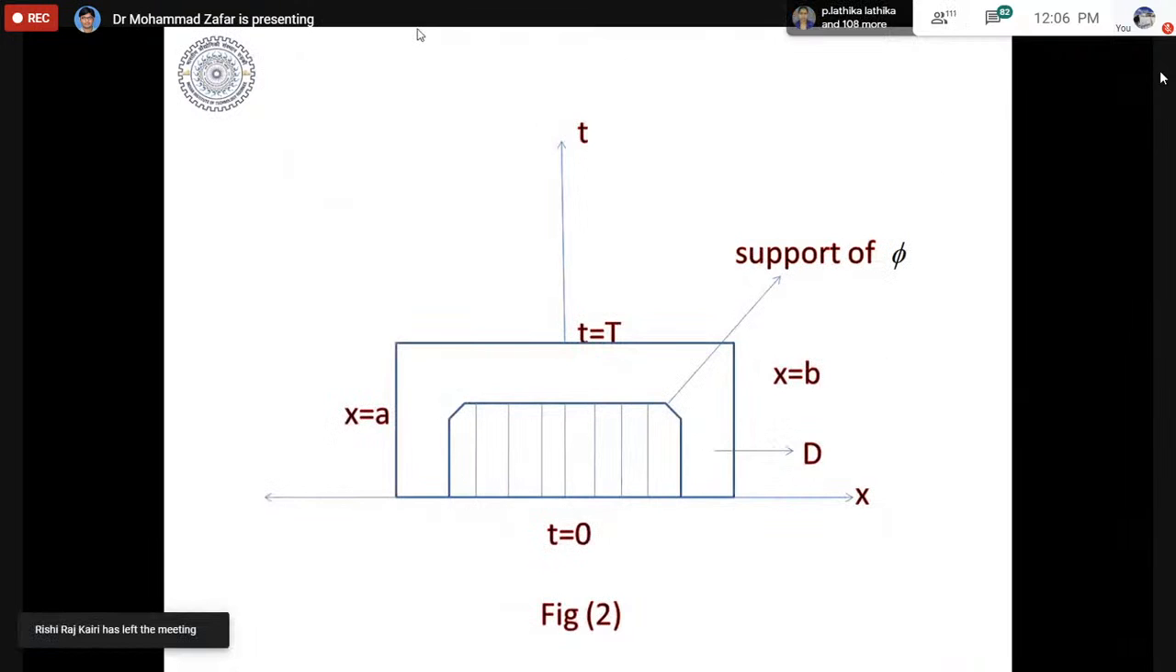Just what we have written, we are showing in the figure also, figure number 2. This is the x-axis, this is the t-axis. Now suppose this is the support of phi. This set is the support of phi, so phi is 0 outside this support. And this is the t equal to 0 line. This is the t equal to capital T line. And this is x equal to a, x equal to b. So this is a rectangle. Capital D is a rectangle here. Please go to the next slide.